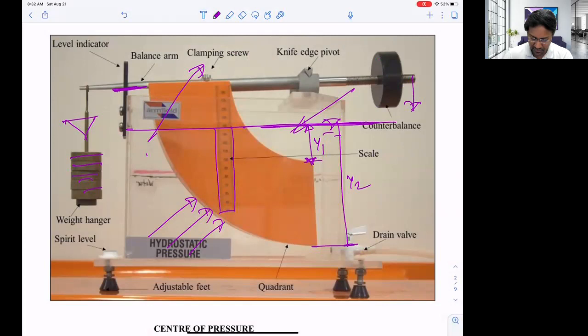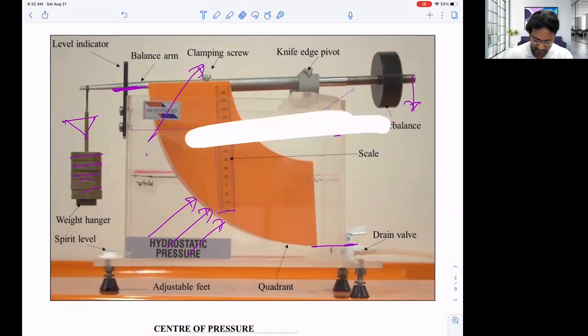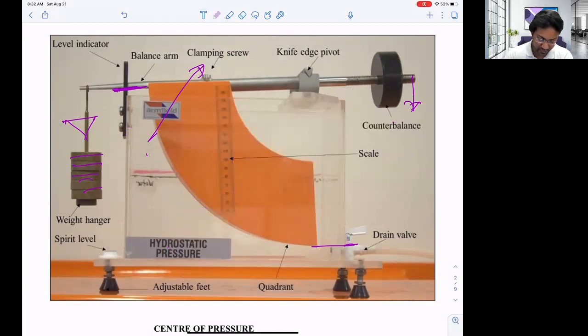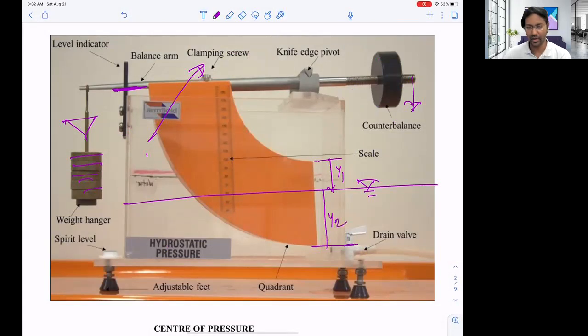And for the partially submerged condition, what will happen if water is filled this way? Again, I'm just showing all together. If water is here, then from the top, again, it is Y1, and from the water surface to the bottom, again, it's Y2. That is the measurement. And what we have to take again, see, that is the center or the hinge point.